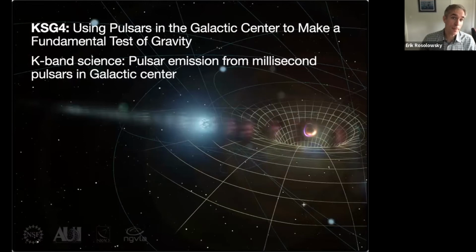Another case where the K-band really shines in the ngVLA is using pulsars in the Galactic Center. Here the idea is that you're looking for millisecond pulsars close to the supermassive black hole, and using those as a test of general relativity and measuring the properties of the supermassive black hole in the Galactic Center. Now, ordinarily, you would want to do this at low frequencies because the pulsar emission mechanism is really bright there and then drops off with frequency.